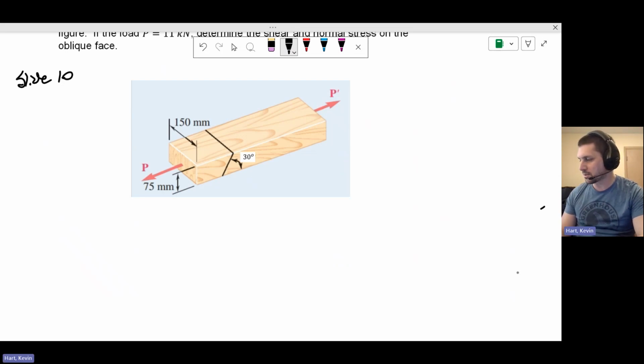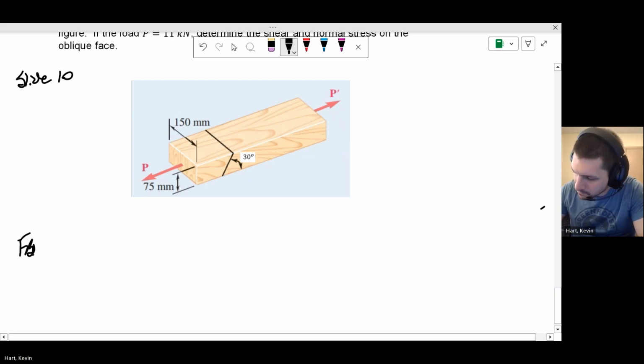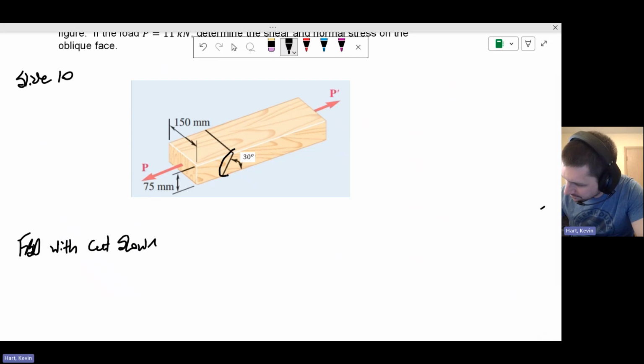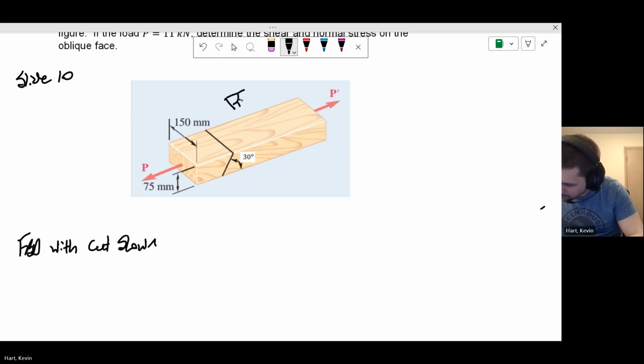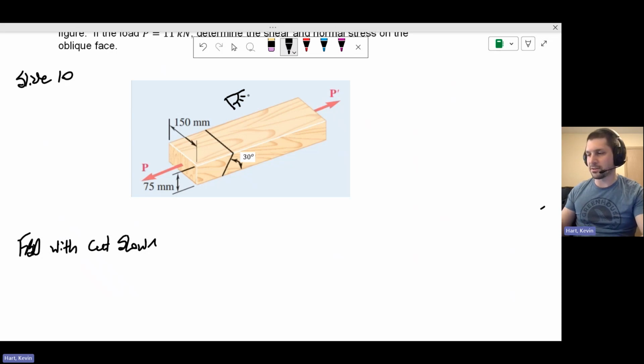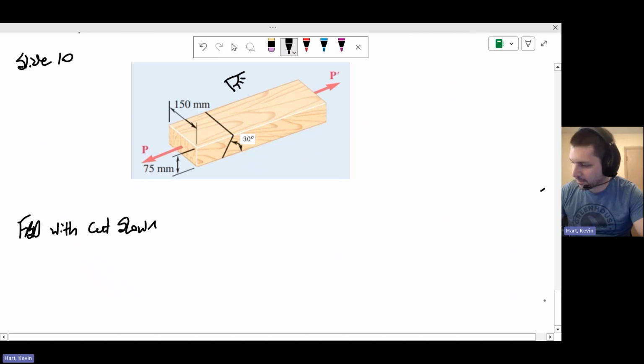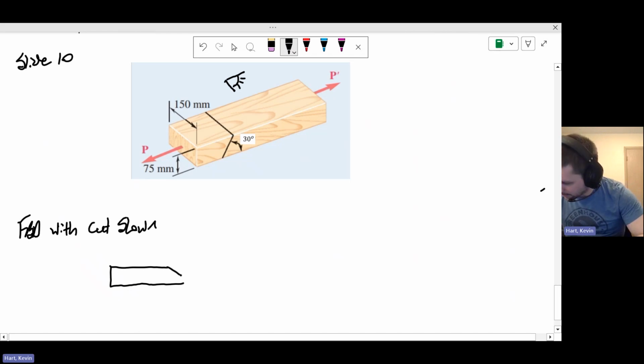So what I'm actually going to do is a free body diagram of this with the cut. So that's this cut. And I'm going to view it from the backside. So if you thought about taking this piece and rotating it around, you're going to see a free body diagram that looks more like this. And I'm drawing it this way because this is the way that we drew it in lecture today.